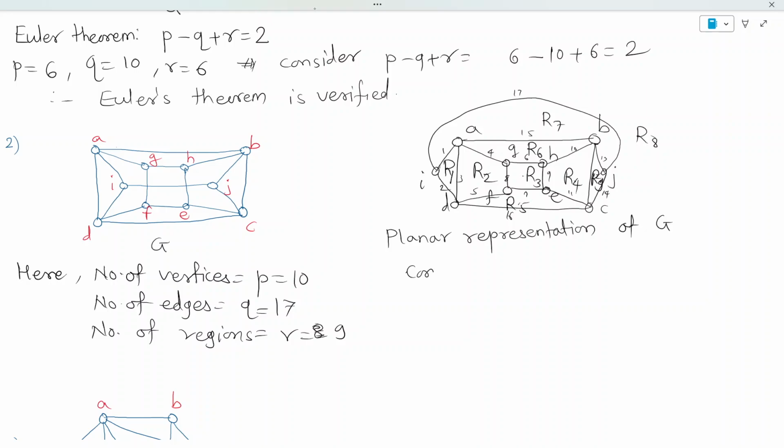So consider P minus Q plus R, that is 10 minus 17 plus 9, equal to 10 minus 17 minus 7 plus 9, is equal to 2. That is, P minus Q plus R is equal to 2. Therefore, Euler's theorem is verified.